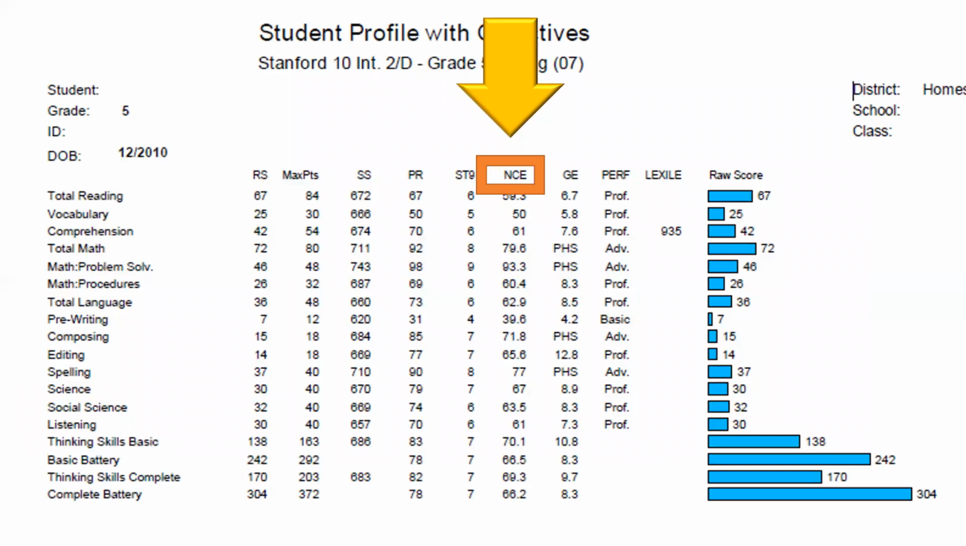NCE stands for normal curve equivalent. The normal curve equivalent is a way of measuring where a student falls along the normal curve. The numbers on the normal curve line run from 0 to 100 and display how many students out of 100 had a lower score. The average NCE is 50.